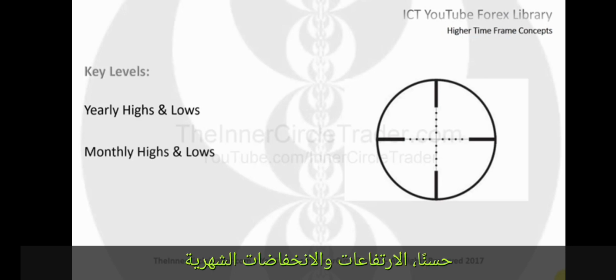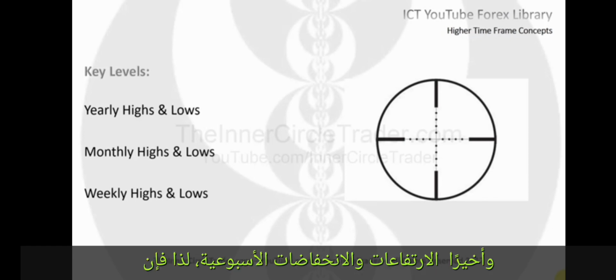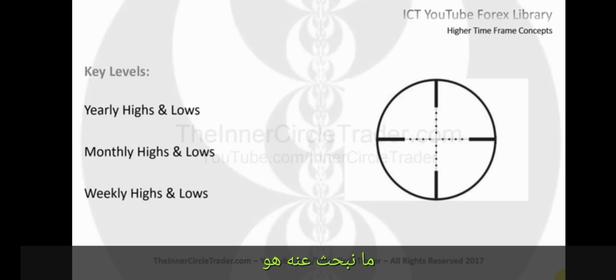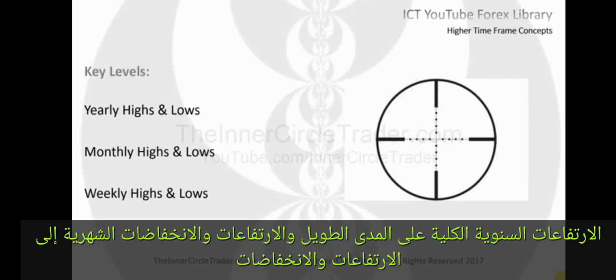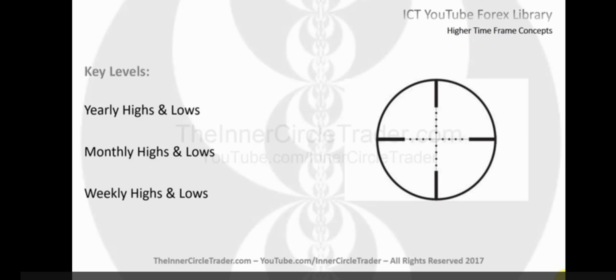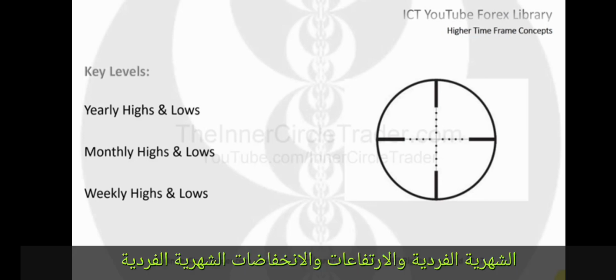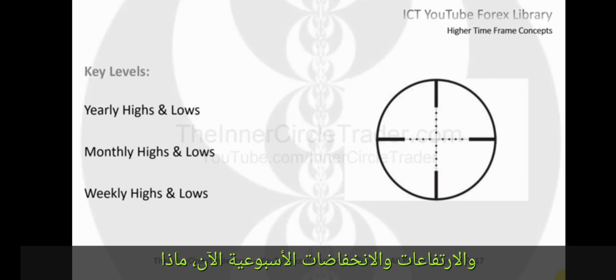Okay, monthly highs and lows. And finally, weekly highs and lows. So what we're looking for is the long-term macro yearly highs and lows, the quarterly monthly highs and lows, and the individual monthly highs and lows, and the weekly highs and lows.